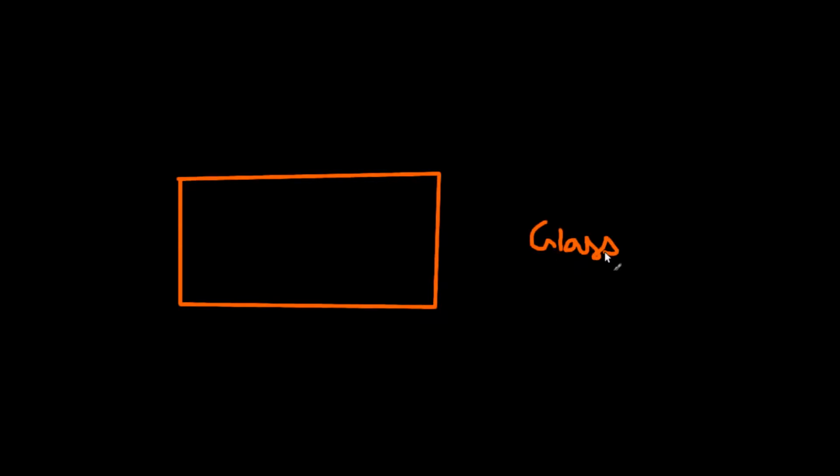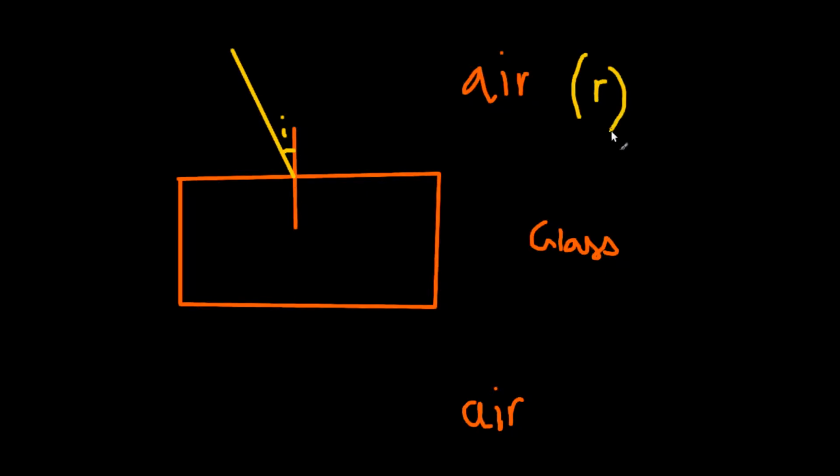Outside is your air. Even here there is air. You have a normal and you have an incident ray. It's coming like this. So the angle of incidence, you can tell, is this here. It's coming from rarer to denser. Remember that, rarer to denser, and back to rarer after that.